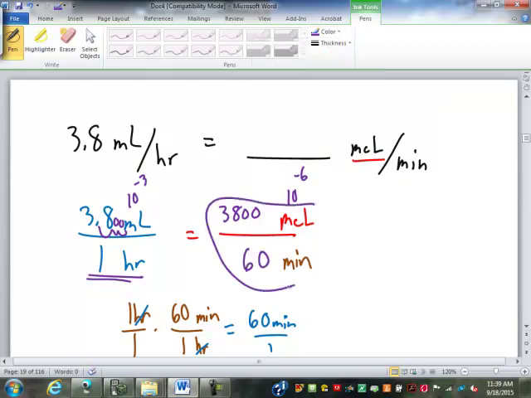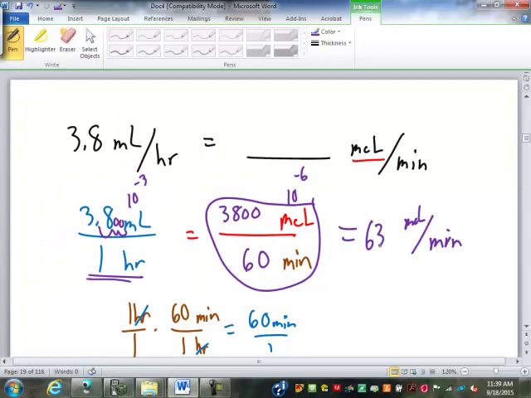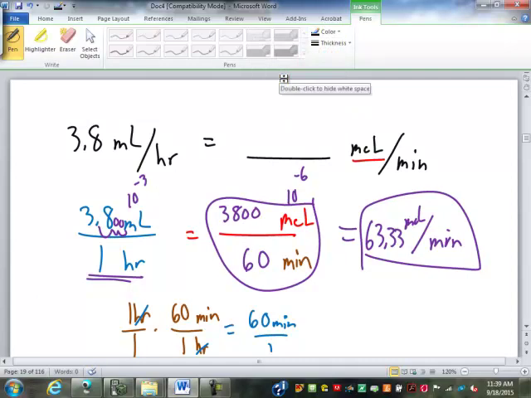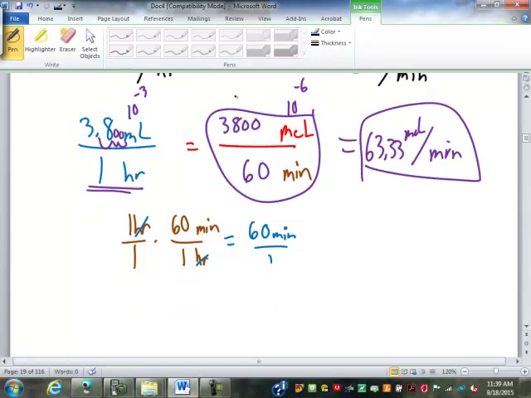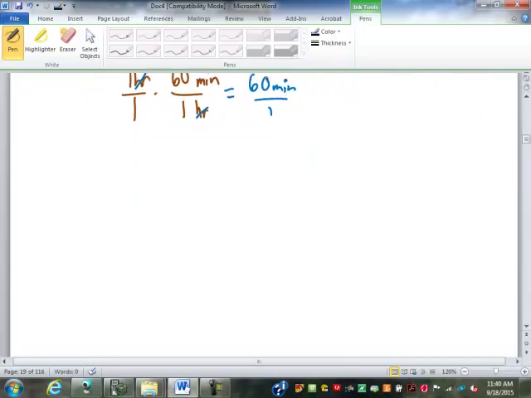Well, we're not done yet. We have 3,800 microliters per 60 minutes. We need to divide that down to make it a unit rate like we talked about last week. How much is that going to be in microliters per minute? So we're going to take our 3,800 and divide by 60. 63.33 microliters per minute. Now that one kind of combines standard units with the metric units with the time. Of course, time is kind of universal, metric or standard.